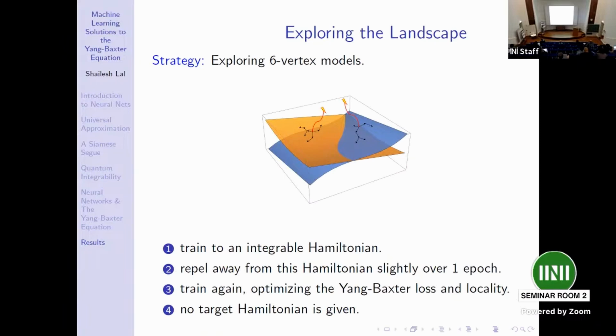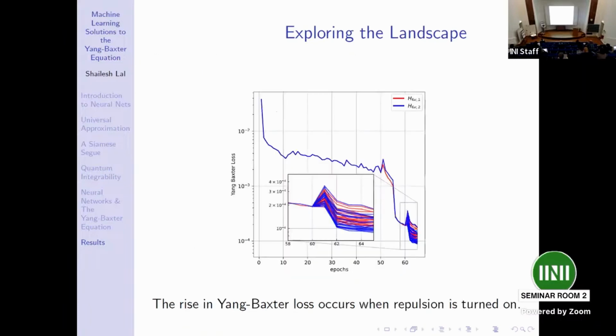That's why in the final step, we don't give a target Hamiltonian. We just train again, but only over the Yang Baxter loss and locality. And if you do that, again you find that there are these little kicks where you navigate away from the solution.